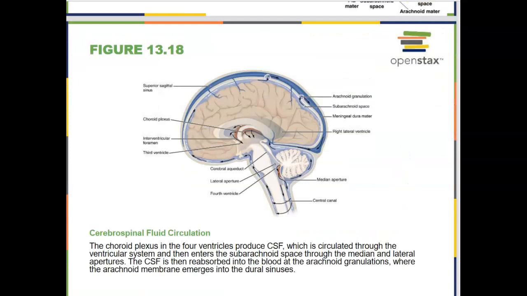So the cerebral spinal circulation through the third ventricle enters down here, circulates around the cerebellum, up through the granulations, you have an escape or a leakage of cerebral spinal fluid, so it goes underneath the subdural space and so forth.